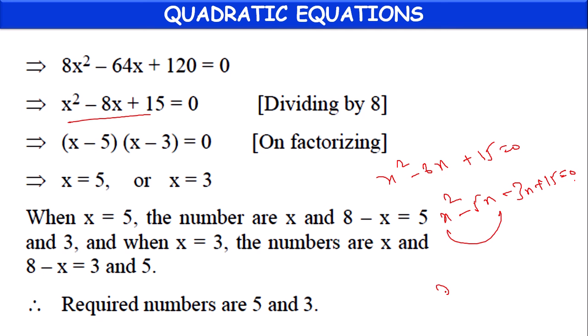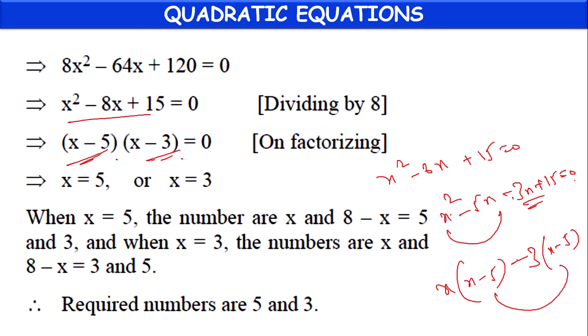In the first two terms, x is common, and x minus 5 will remain. In the next two terms, minus 3 is common, and x minus 5 will remain. Again, x minus 5 we can take common, and x minus 3 will remain. Means x minus 5 equal to 0 or x minus 3 equal to 0, so x equal to 5 or x equal to 3.